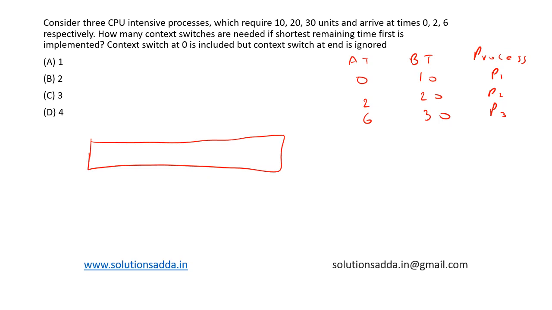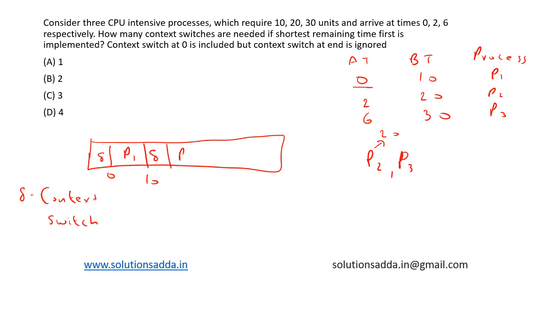Now let's draw the Gantt chart for this. When the process P1 arrives at time 0, there is a context switch. It is denoted by delta. Delta means context switch at 0. Now at 0 only process P1 is there, so it executes for 2 units. At unit 2 process P2 comes, but P1 still has the shortest remaining time, so P1 completely executes till 10 units. By this time P2 and P3 would have come, and the shortest remaining time among these two is process P2, which has 20. So another context switch occurs.